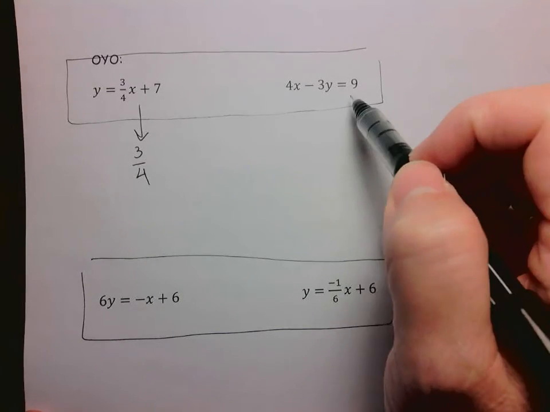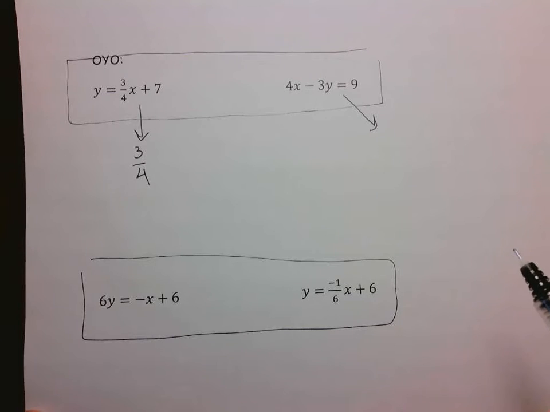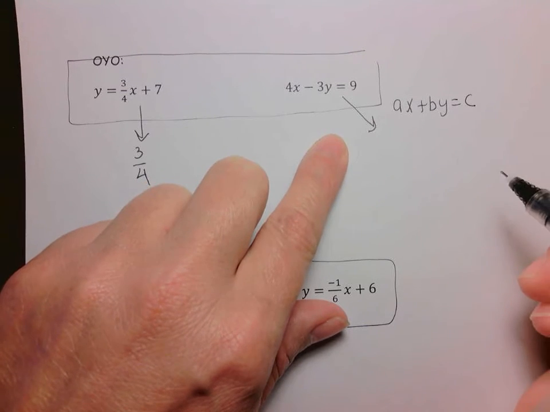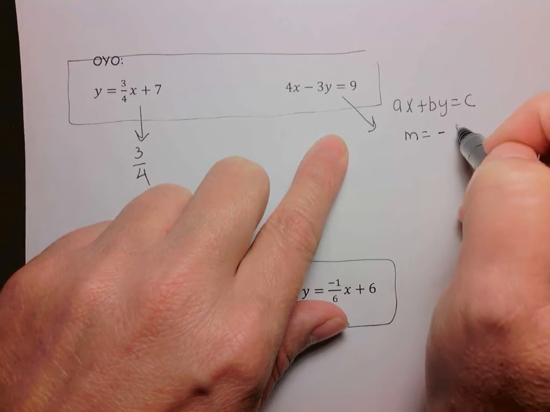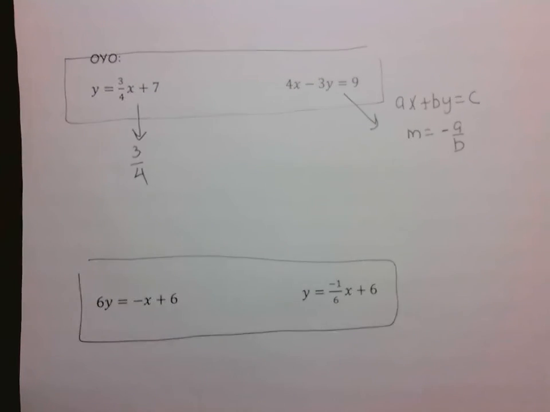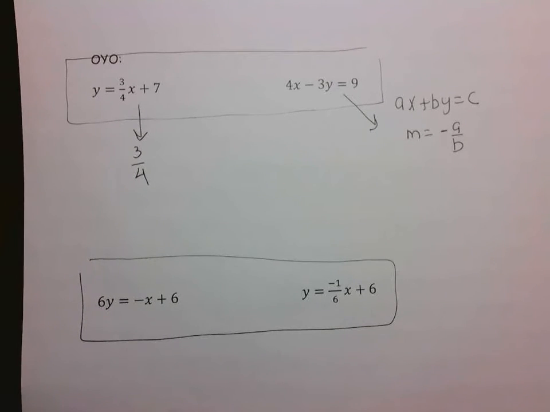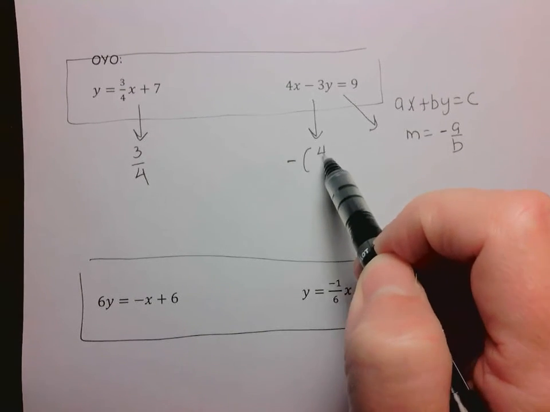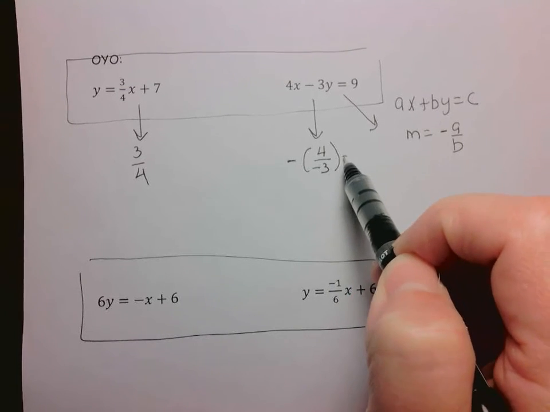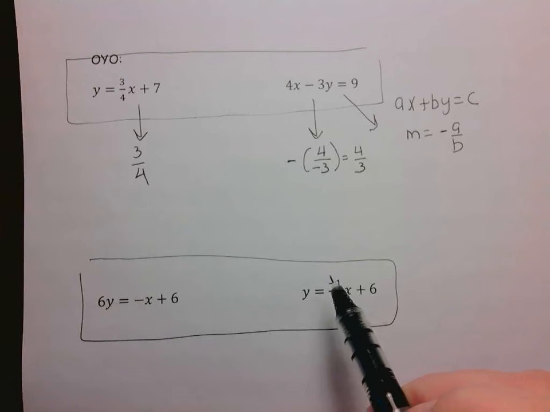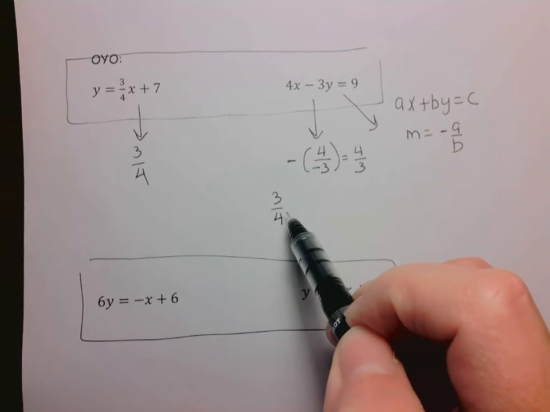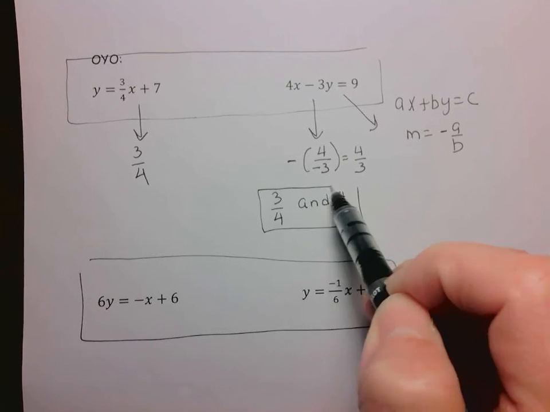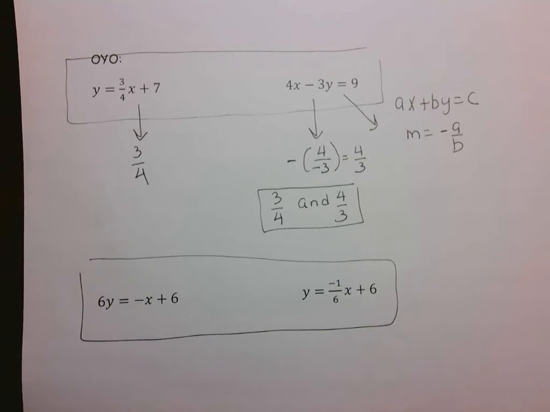Now, remember what we said about the slope of a line that's in standard form. This is standard form. The slope of a line that's in standard form is always -A over B. So I can just look at this and say the slope of this line is -A over B. So the slope of one line is 3 over 4, and the slope of the other line is 4 over 3. So what do we know about these lines now?